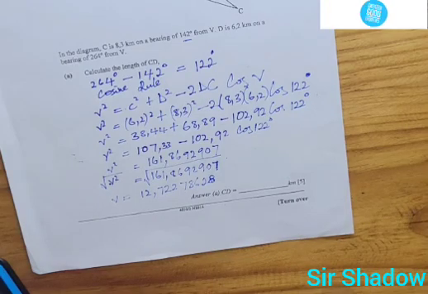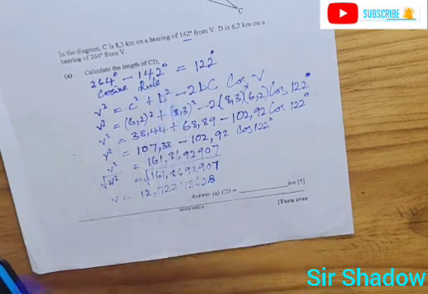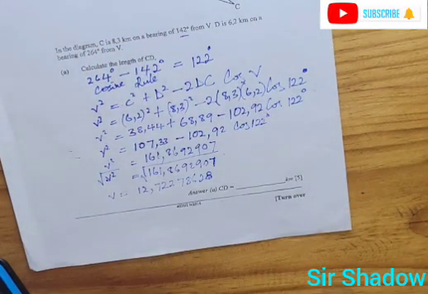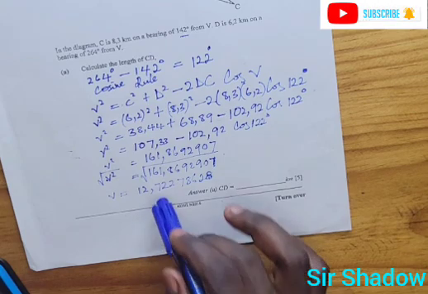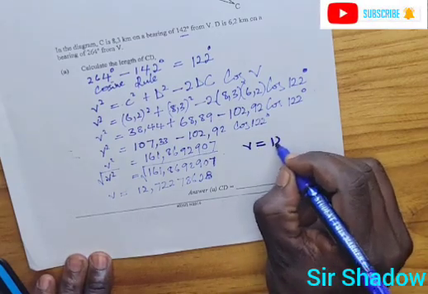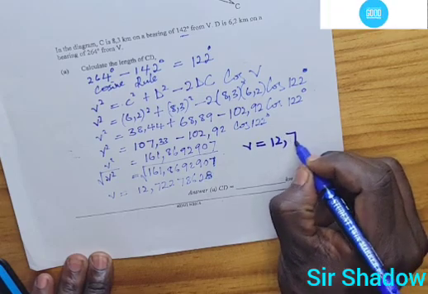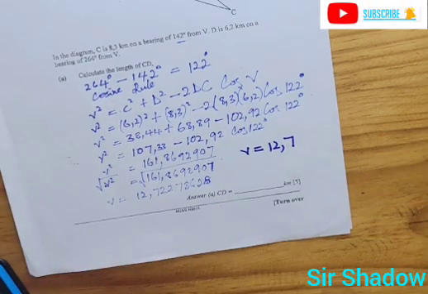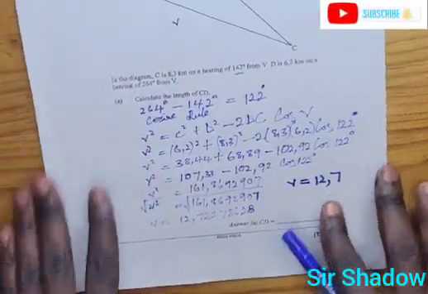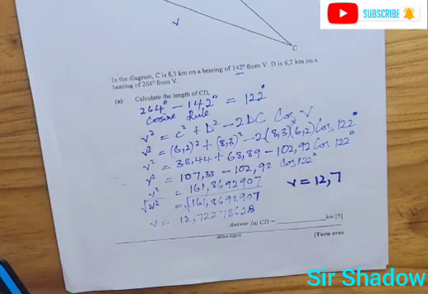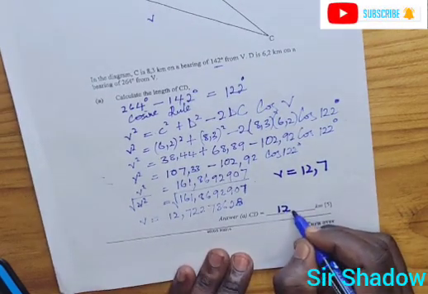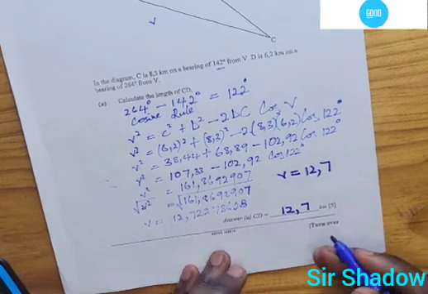Remember, we are asked to round our answer. Calculate the length CD, right? So since you see all the lengths are rounded to the nearest one decimal place, let's now round this one to one decimal place. So v becomes 12.7. But remember, v is just the same side as DC. So we're asked to find DC, but we're using the letter v. So therefore DC is equal to 12.7 kilometers.